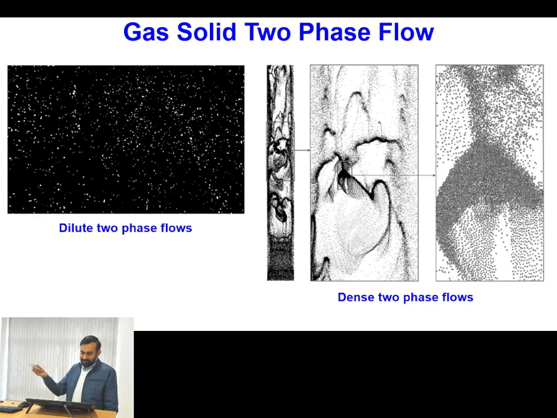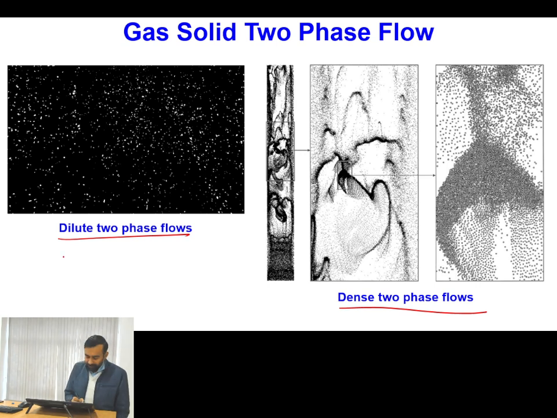Now, gas solid flows, as I gave you some idea, here we can have two types of situations. One can be dilute gas solid flow and another can be dense gas solid flow. In case of dilute gas solid flow, particles will be far apart from each other and suspended only within the fluid medium, so particle particle interactions are not important.